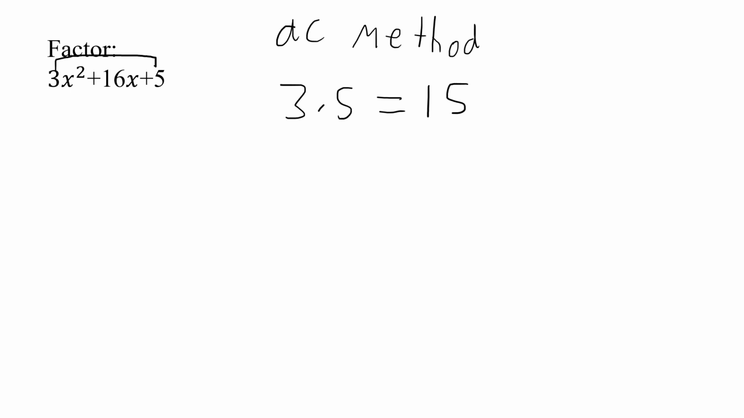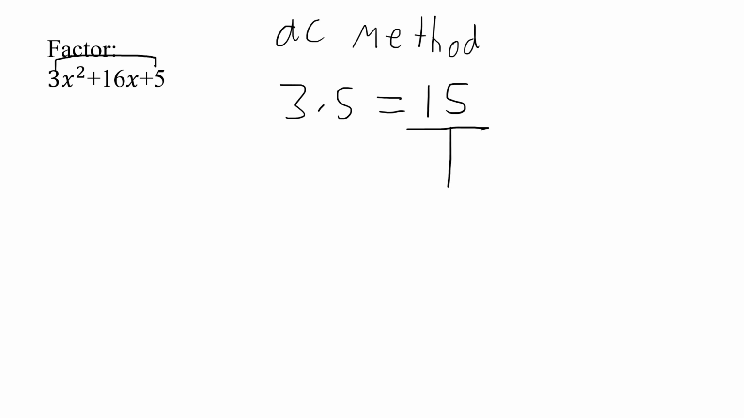So now, just like factoring when a is 1, we needed two numbers multiplied to be c, added to be b. Well, now what we need is two numbers that multiply to be ac, which is 15, 3 times 5, and add to be b, which is 16. So let's take a look.